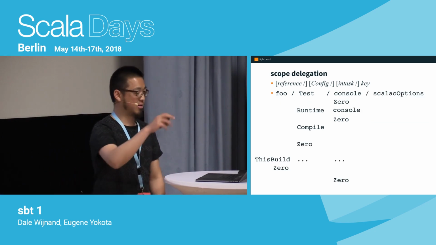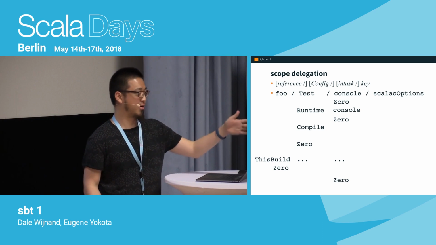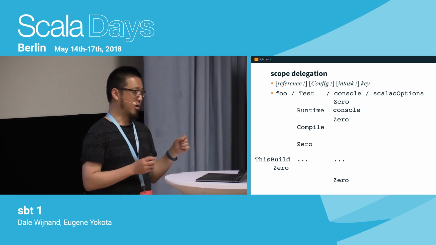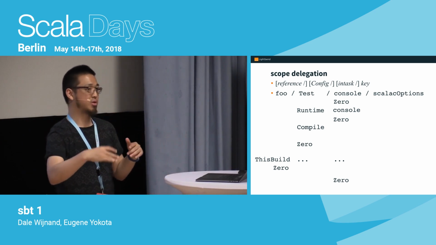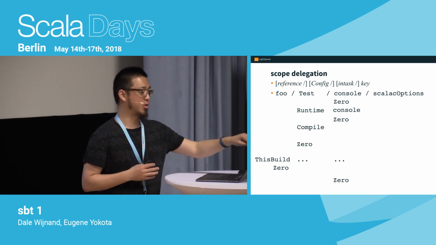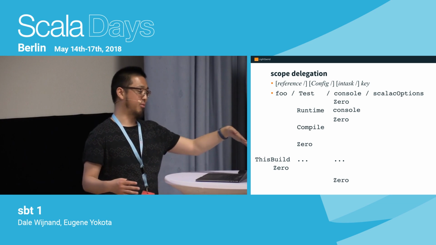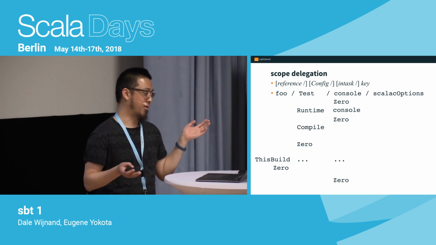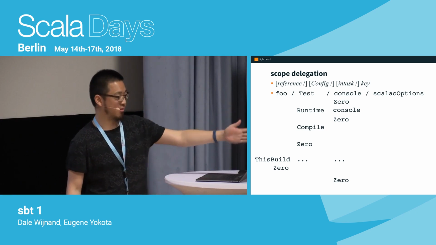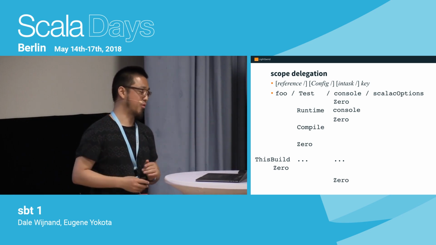So I don't want to go too much into the scope delegation. It's complicated stuff, but this ordering actually does matter. When you type something like foo / Test / console, there are places that SBT looks for the existing stuff. In case you don't have foo / Test / console / scalaOptions defined, this is the ordering of the places it's going to look. So if you have it in compile / console / scalaOptions, it's going to look for that. If you can remember this ordering, it intuitively tells you the scoping ordering as well.